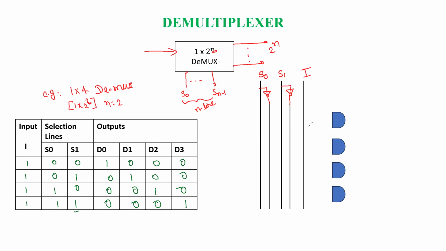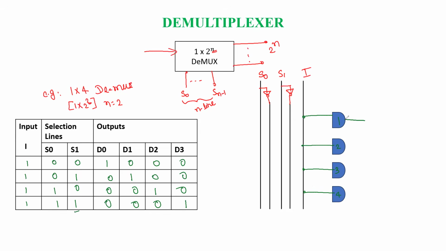So we require 4 AND gates. As many outputs as there are in the demultiplexer, that many AND gates are required. This input is connected to each AND gate: AND gate 1, 2, the third one, as well as AND gate 4 are all connected to the data input. Now we have to do the selection lines. You know that for an AND gate all inputs should be high, then only its output will be logic 1.